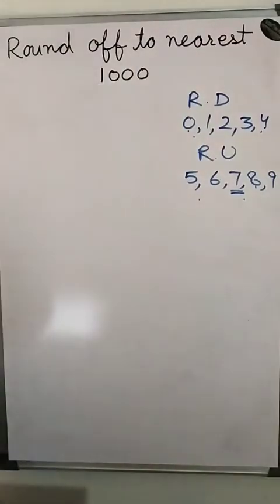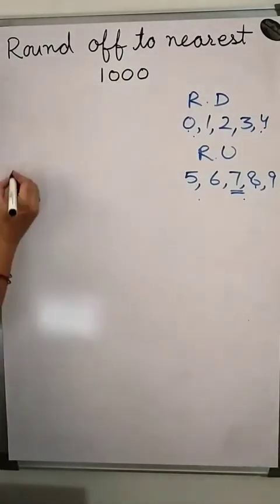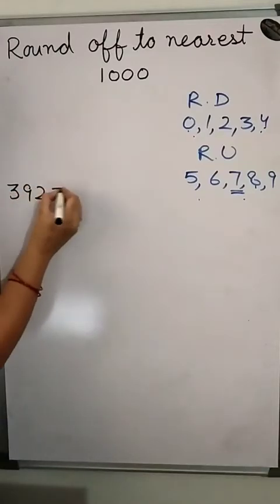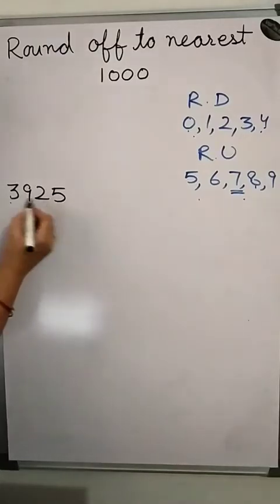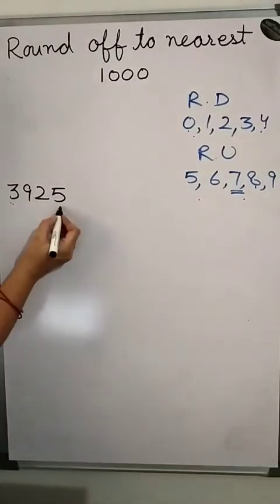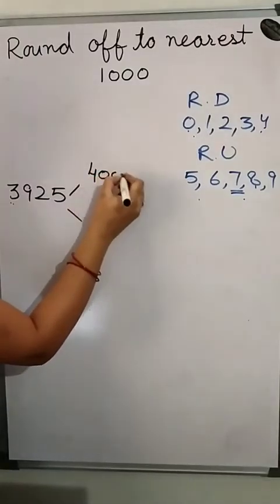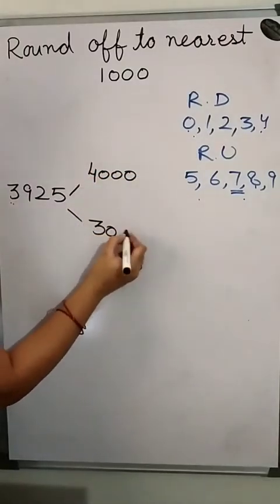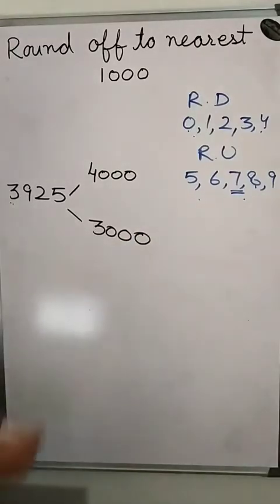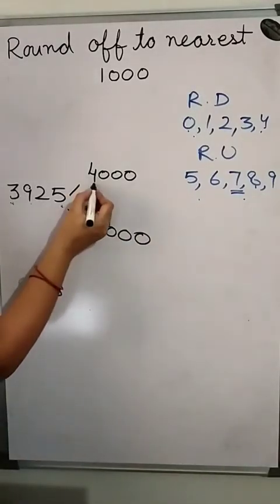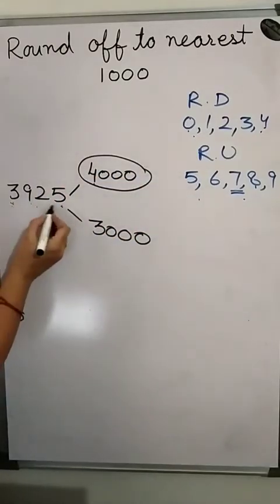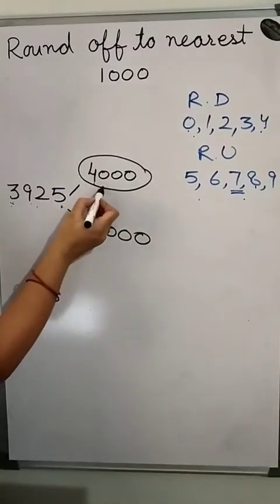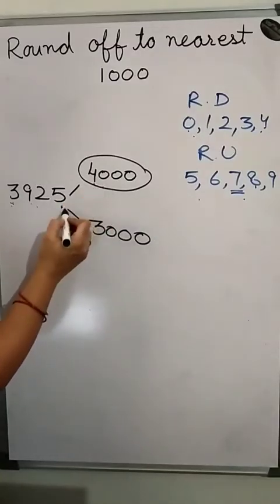Is this okay? Now round off to the nearest 1000. Suppose you have a number 3925. Because we are rounding, see, the nearest 1000 of 3925 is either 4000 or 3000. Okay, 925 is nearly equivalent to 1000, not 0. So we can say 3925 is equivalent to 4000. So we round up a number.